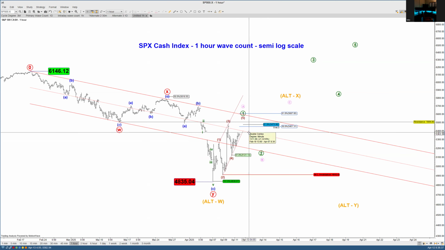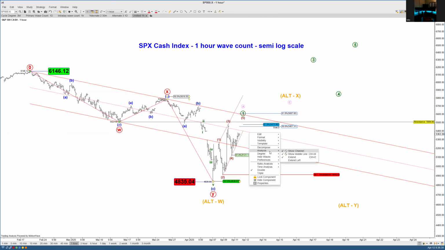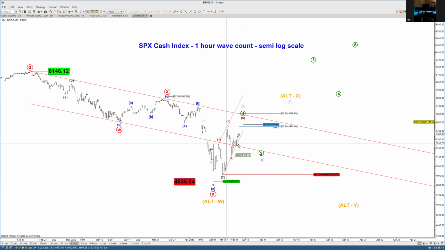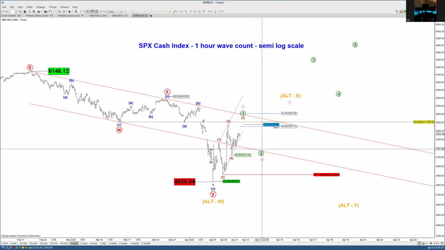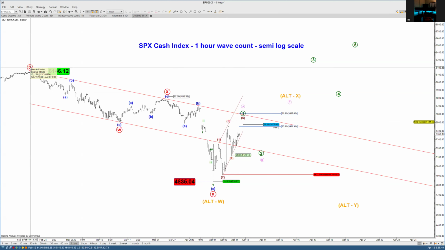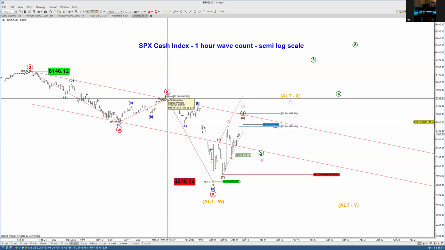Now the price is back right here in the channel. Remember, we're talking about this channel. We don't want to move this channel. We want to leave it the way it is. This is the high right there. This is the lower high.